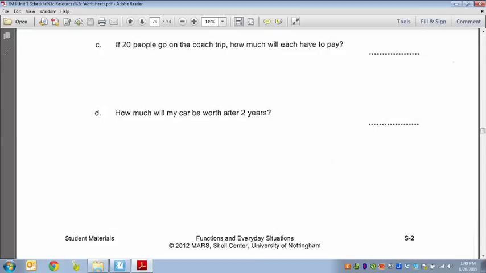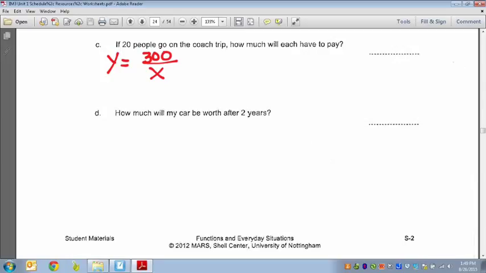All right, if 20 people go on the coach trip, how much will each have to pay? So by coach, again, that's an old term for you usually take coach when you take a bus, okay? So the bus equation, which we discussed was a rational function, was 300 over x. And so if 20 people go on the trip, how much will each pay?